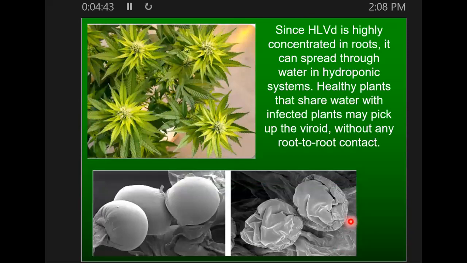And I thought this quote was interesting. Hydroponic systems. There's a real risk with hydroponic systems because you don't have to have the roots in contact with each other to spread it. It can just go through the water, through the system. So obviously, if you are using hydroponic systems, it's a big deal.